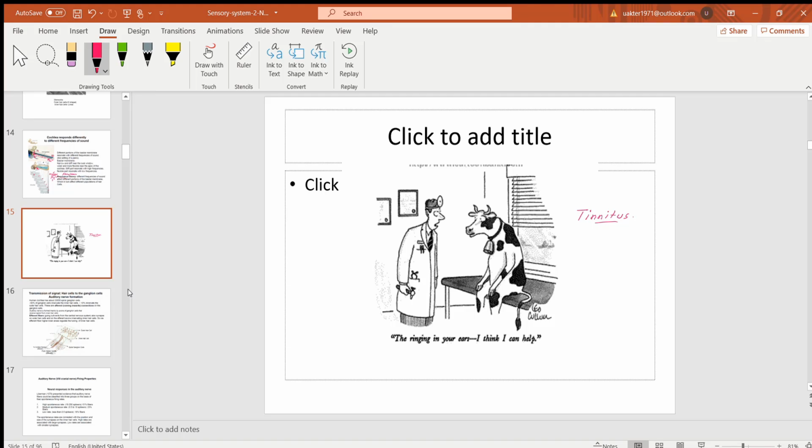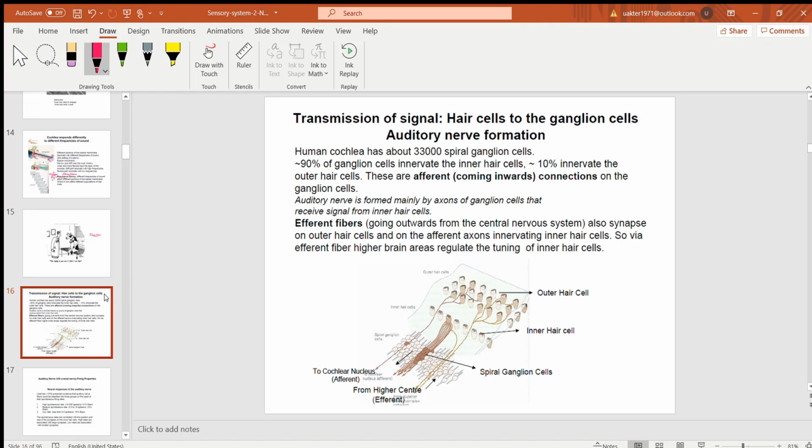For some people it is really very disturbing and terrible, especially during sleep, if it happens very often. Sometimes it happens once in every few months or once a year or so, which is okay, but if it happens very frequently, that is a problem. So here you see the inner and outer hair cells.